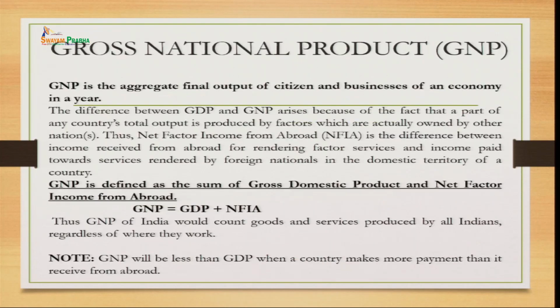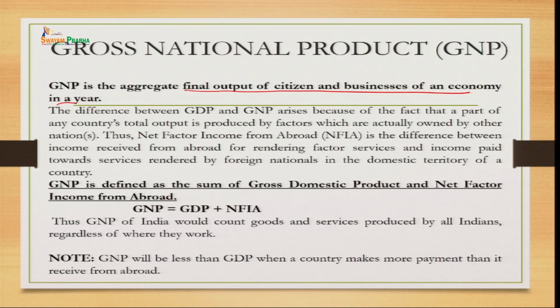Now, if we talk about GNP, what is GNP? GNP is the aggregate final output of citizens and businesses of an economy in a year, right. Within a year, whosoever is the citizen of the economy, the final output of the citizens and the businesses of the economy will constitute the part of GNP.